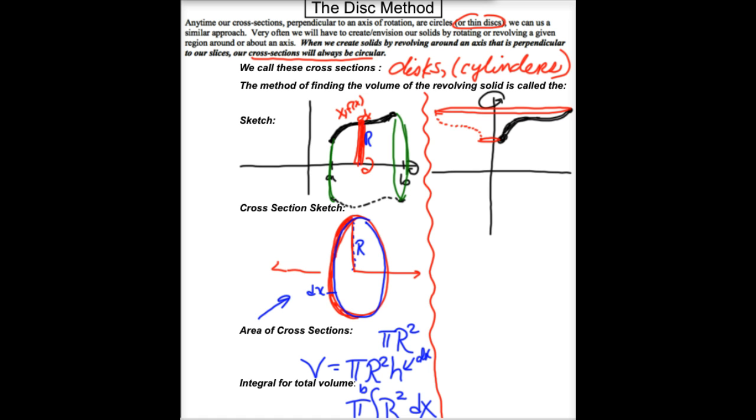The problem is it's rock solid because every representative rectangle is completely solid. There's one of them right there. You draw your representative rectangle from the axis to the outer edge of the curve, perpendicular to the axis of rotation, and that's kind of important.